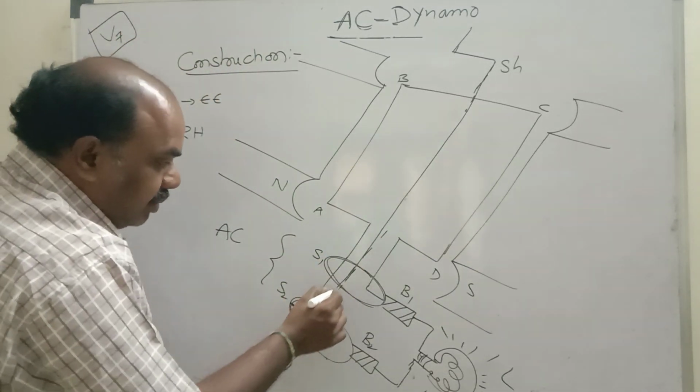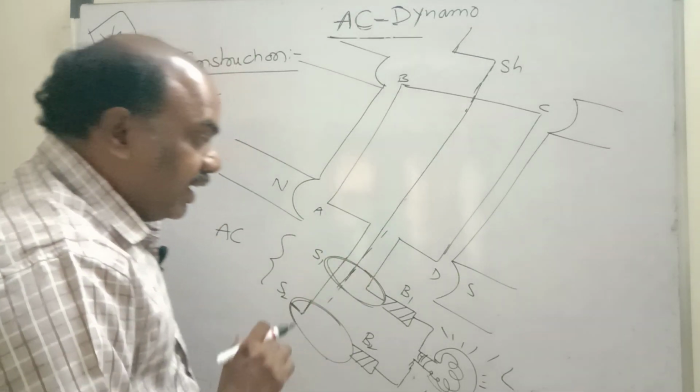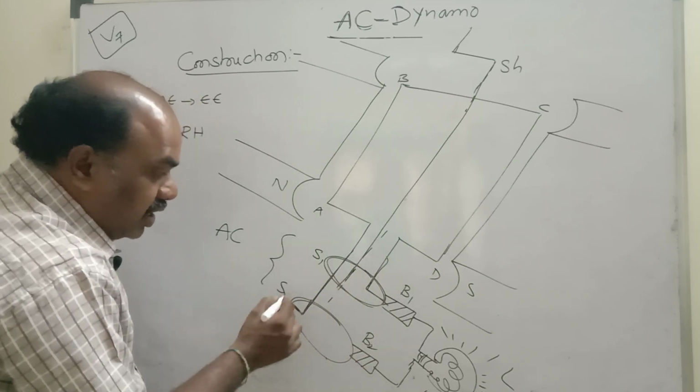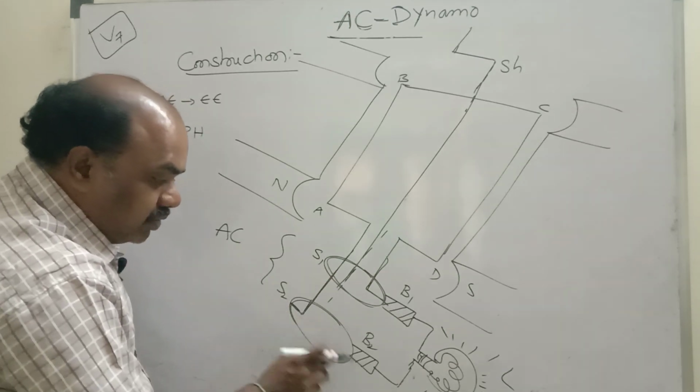The two ends of the armature are connected to two slip rings. Slip rings provide alternating current. One time current goes from S1, the first slip ring. In the second alteration, for the first 180 degrees current goes from S1. For the next 180 degrees current goes from S2.